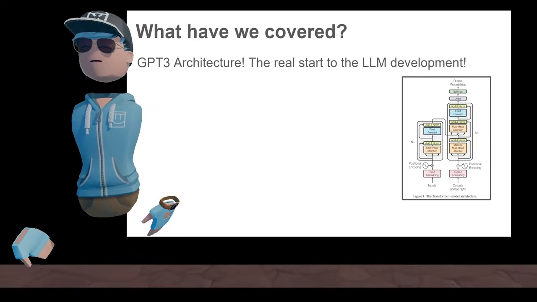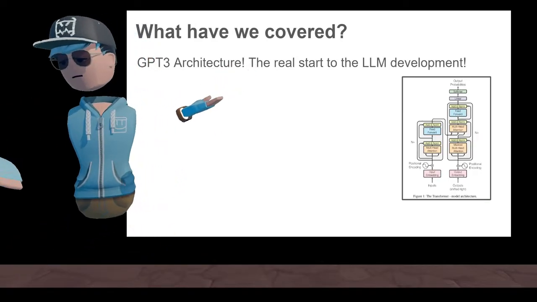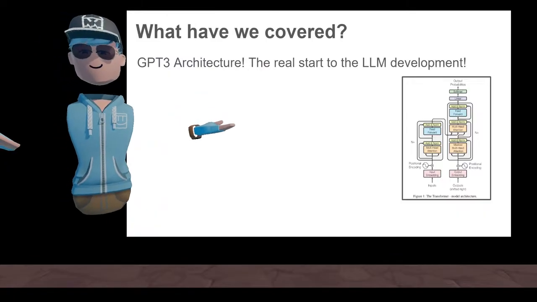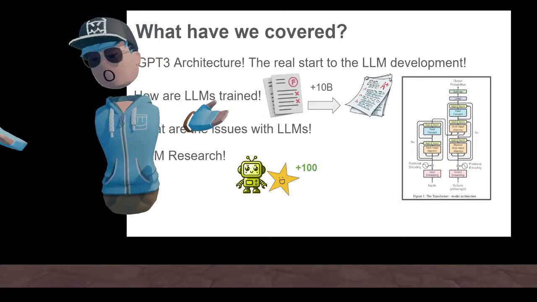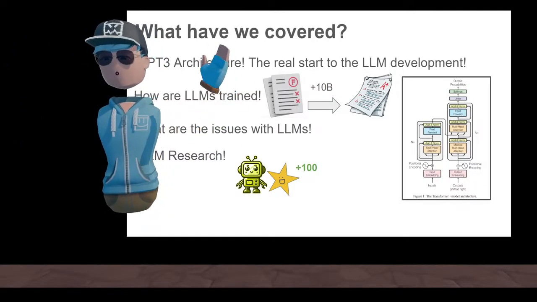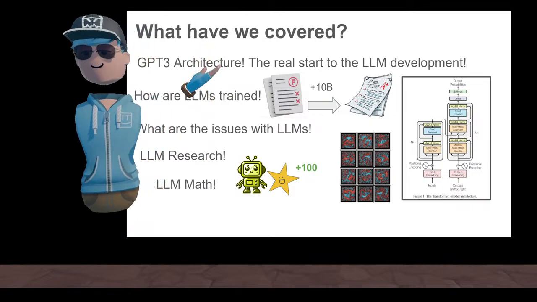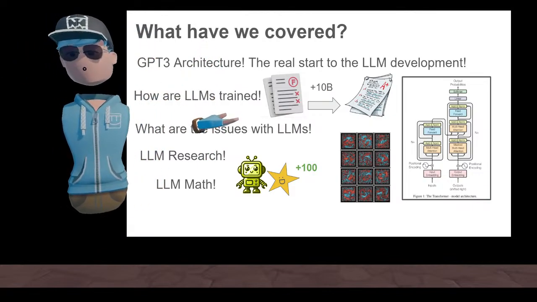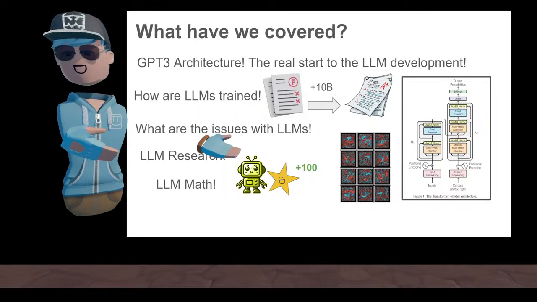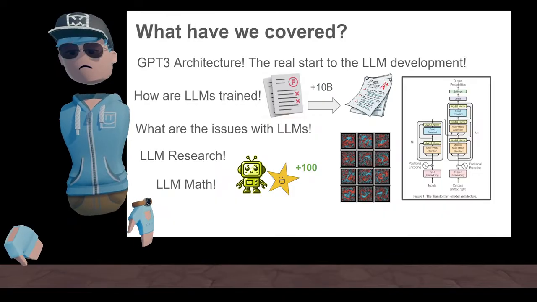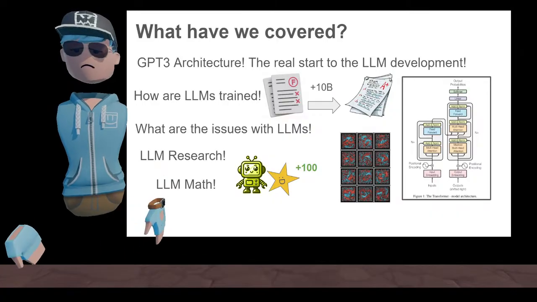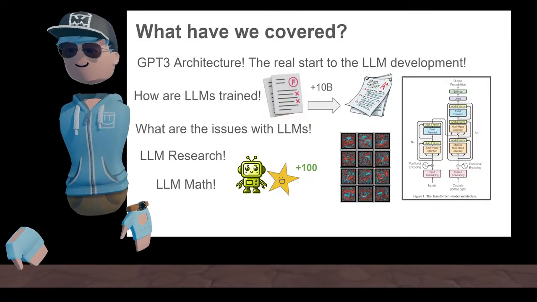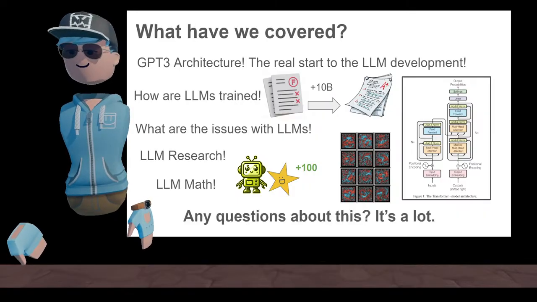Anyways, what have we covered so far? A lot. For one, the entire GPT-3 architecture mathematically. Good job. How are they trained? So how are they actually learning anything? A little bit about research and fun, random things about LLMs. And then the actual math of GPT-3. And yeah, that's a lot of stuff. I understand I can't cover everything perfectly. I probably didn't cover everything perfectly, but I hope that this gave you a better understanding of what exactly is happening within a large language model.